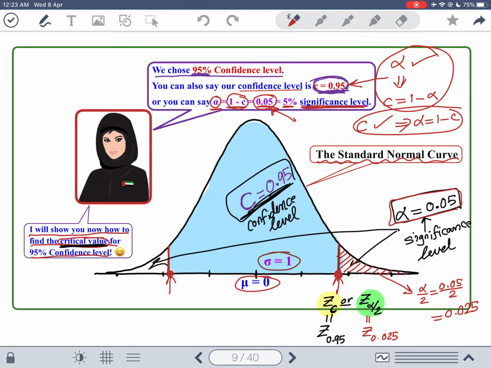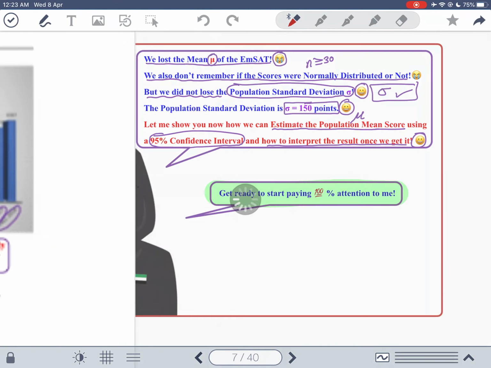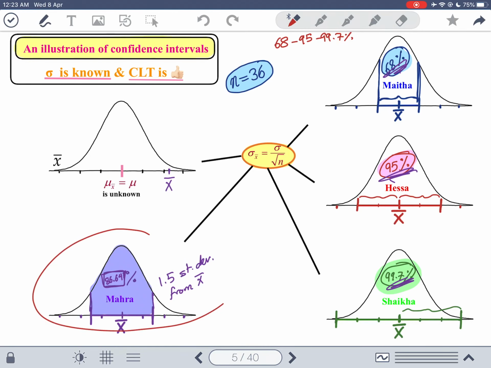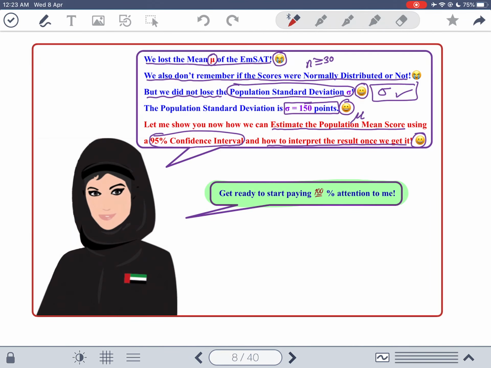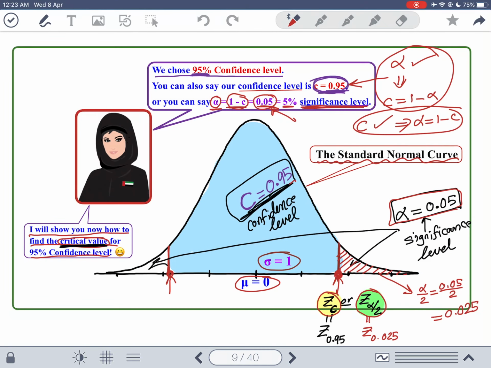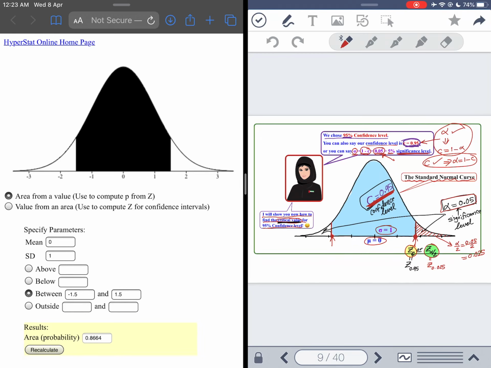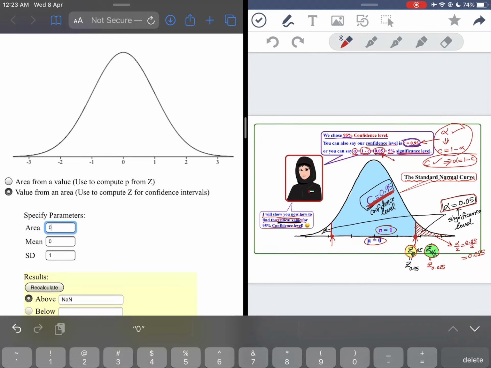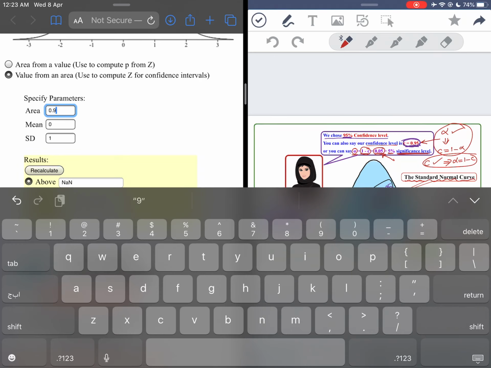Now, how do we find this critical value that we call Z sub C or Z sub alpha over 2? Exactly like we solved the question for Mahra. What we know is that we have 95% area. Actually, it's the opposite, because now we have the area, and from the area we want the z-score. So we will go to our online calculator. Leonids is going, of course, not me. And she will choose value from an area, and she will say that my area is 0.95. That's the confidence level C.